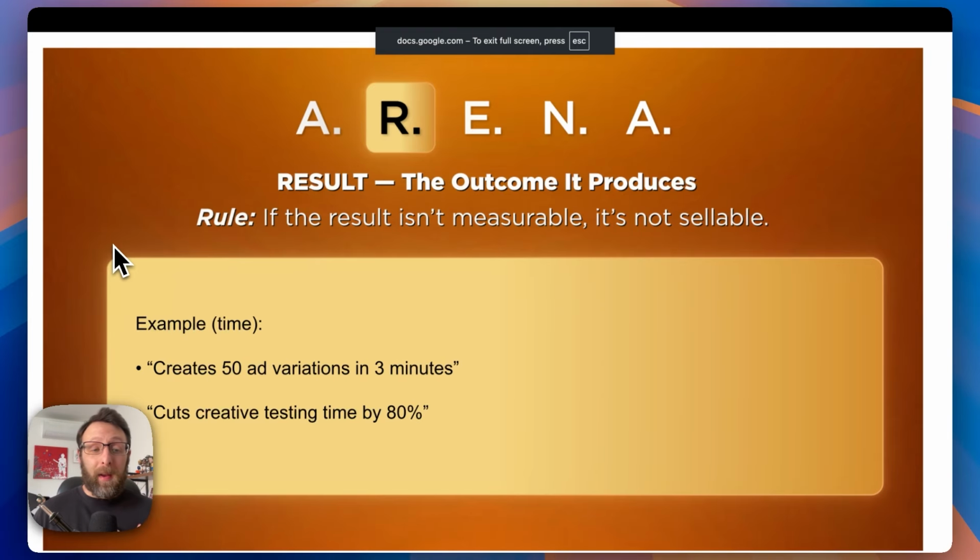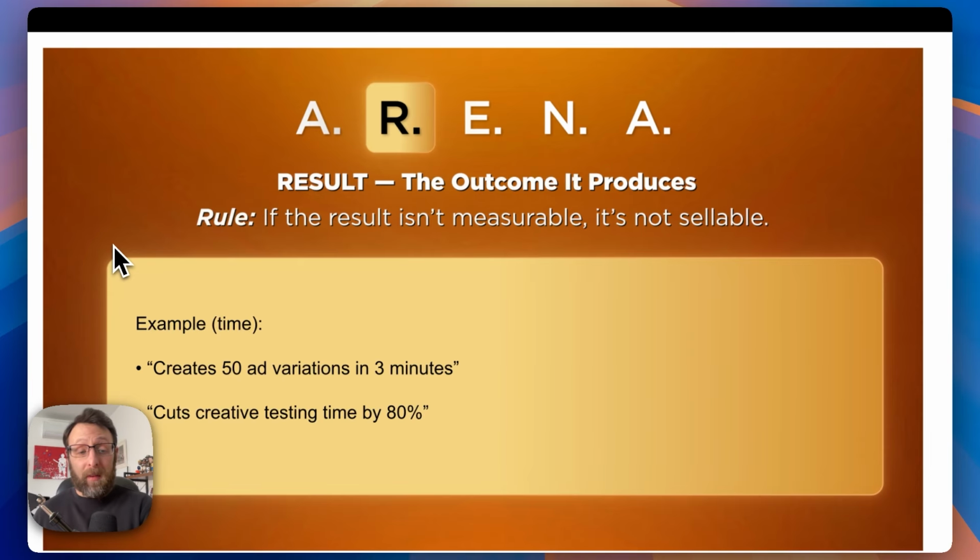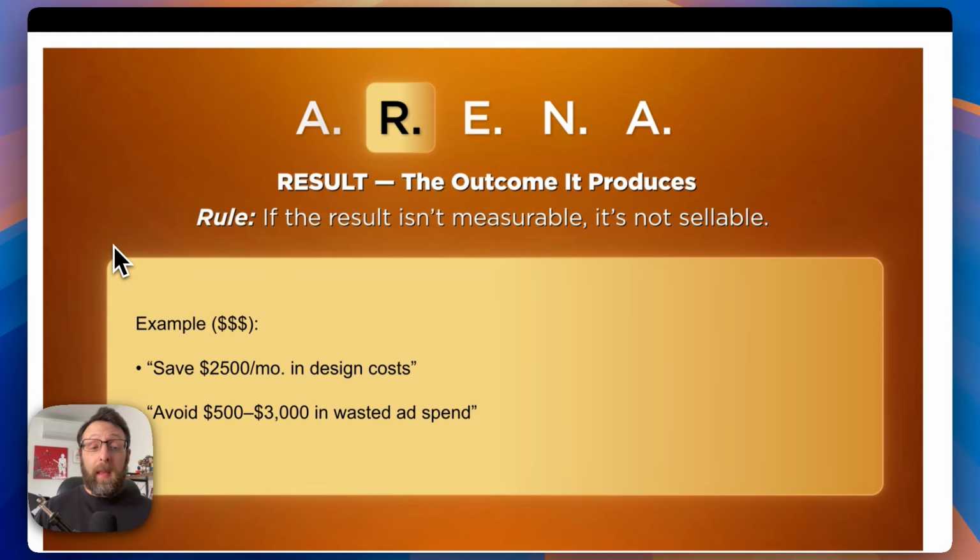So for an example, when it comes to time, we can say the system today creates 50 ad variations in 3 minutes, or it cuts creative testing time by 80%. If we want to talk about money, because everybody understands money, we can say you will save $2,500 a month in design costs, or you will avoid $500 to $3,000 in wasted ad spend. So speak to your audience in language that they understand.